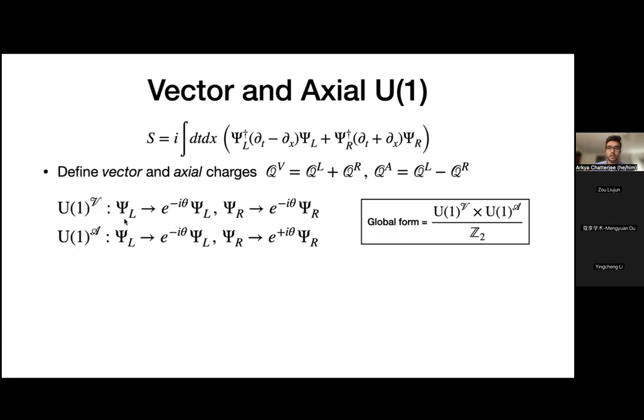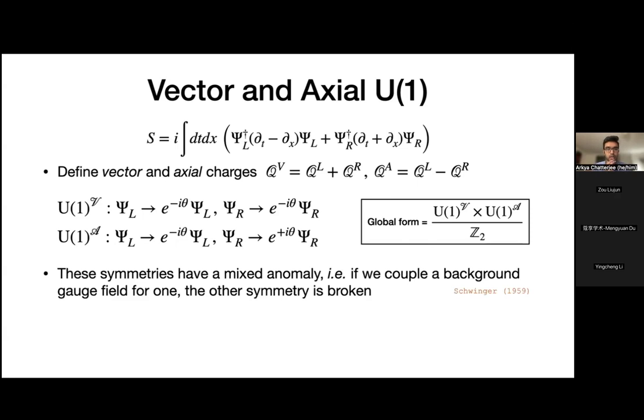These two symmetries have a mixed anomaly in the sense that if we couple a background gauge field for one of them, let's say we couple a background field for U1 vector, the other symmetry, in this case U1 axial, is broken. This is the kind of phenomenon that Schwinger identified in his 1959 paper, maybe in a different language.